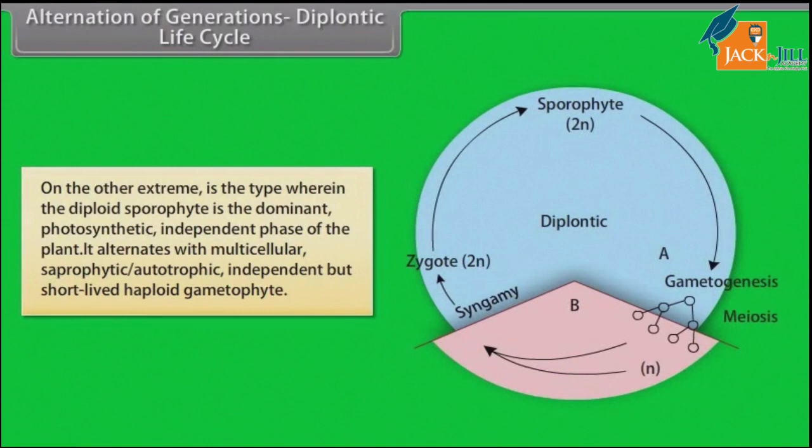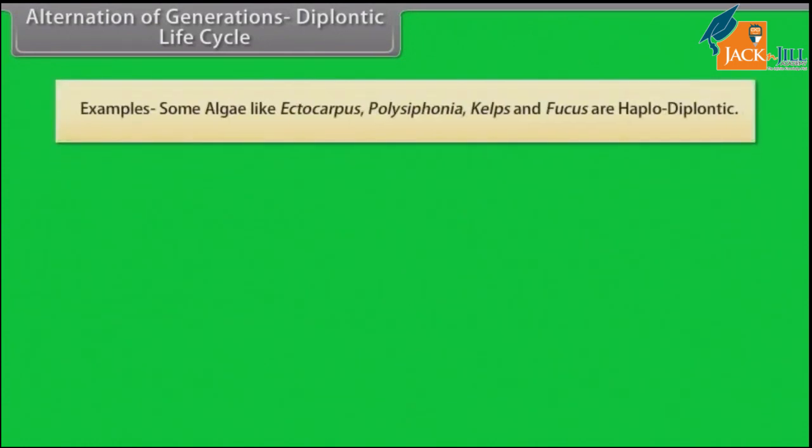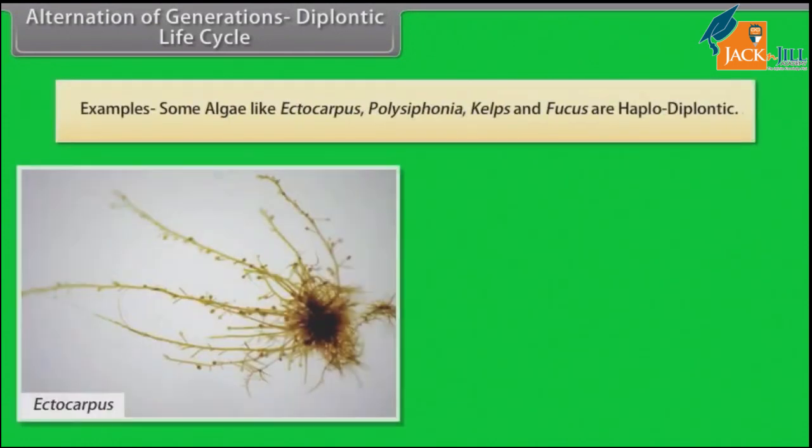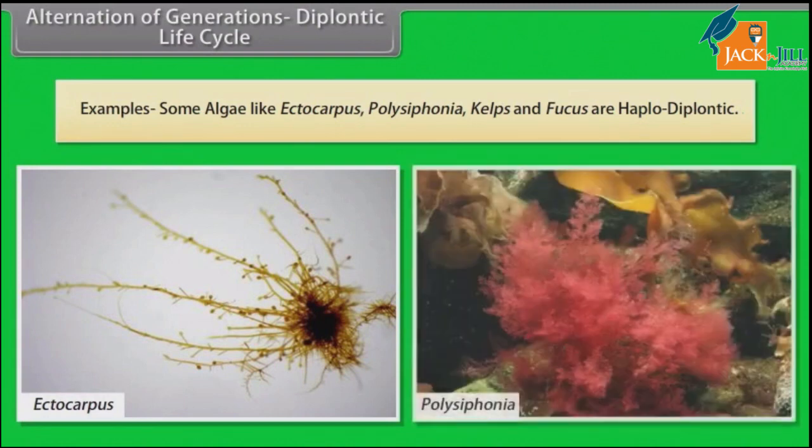Alternation of generations, diplontic life cycle. On the other extreme is the type wherein the diploid sporophyte is the dominant, photosynthetic, independent phase of the plant. It alternates with multicellular, saprophytic, autotrophic, independent but short-lived haploid gametophyte. Examples: some algae like Ectocarpus, Polysiphonia, kelps and fucus are haplodiplontic.